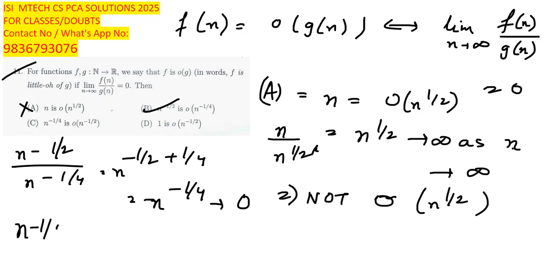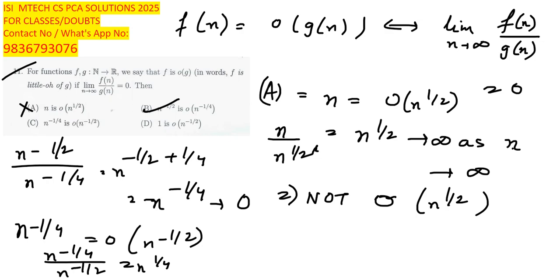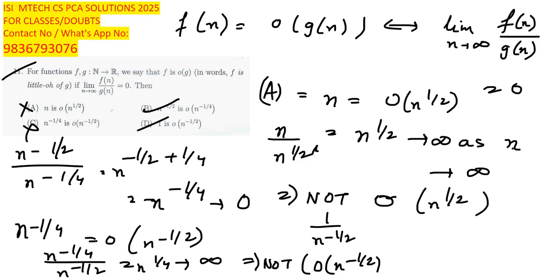So n to the power minus 1 by 4 by n to the power minus half, that's n to the power 1 by 4. So that means it's not, so then it's false. Third one, 1 by n to the power minus half, so that is n to the power 1 by 2. So that is not n to the power minus half. So that means it is also false.